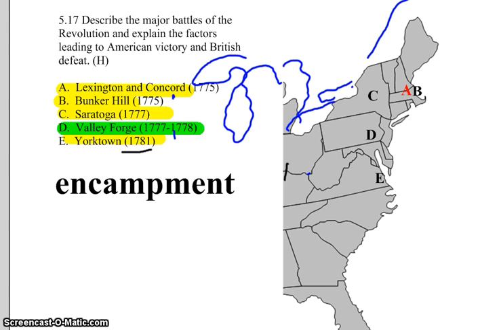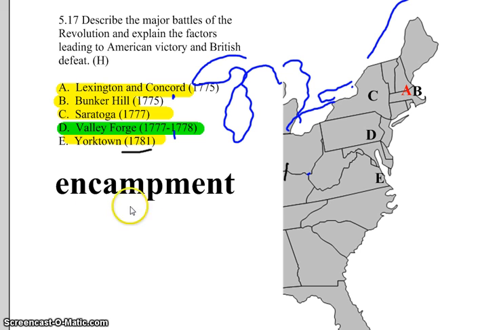Spoiler alert! So you'll remember that we're looking at these four highlighted in yellow: Lexington, Concord, Bunker Hill, Saratoga, and Yorktown are considered four of the major battles. There are certainly a lot of other ones, but these are the ones that the state of Massachusetts would like you to know. D, highlighted in green, Valley Forge, is not a battle, but indeed an encampment.